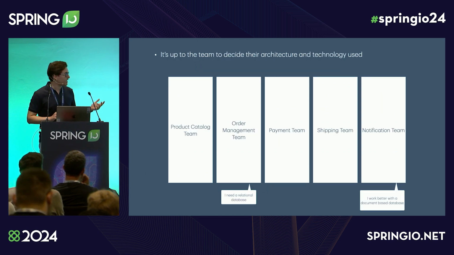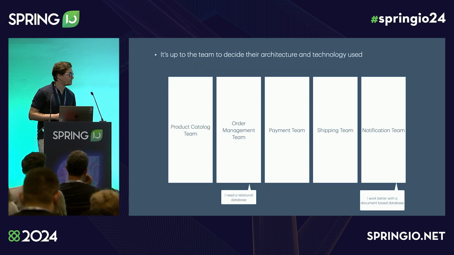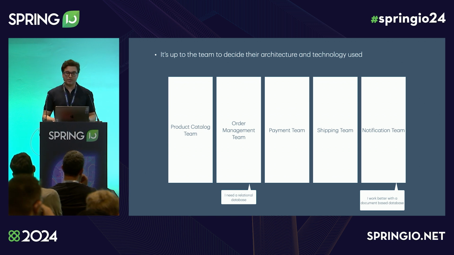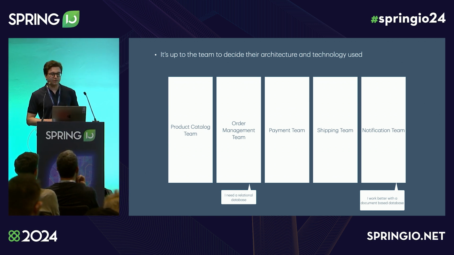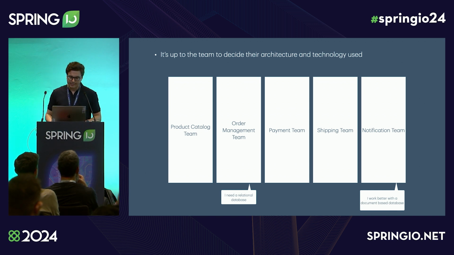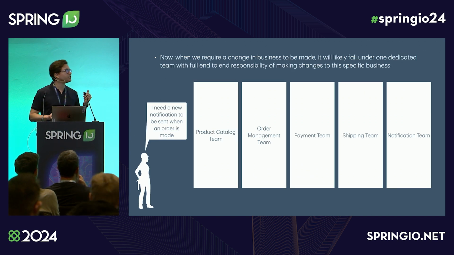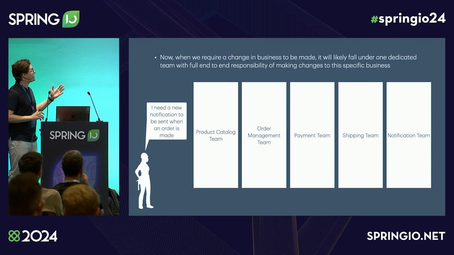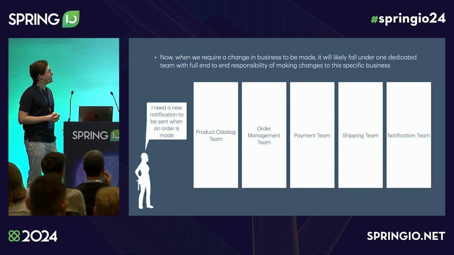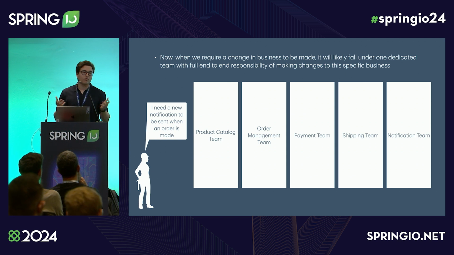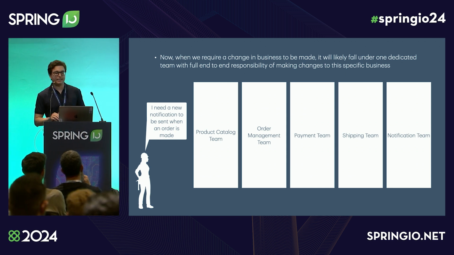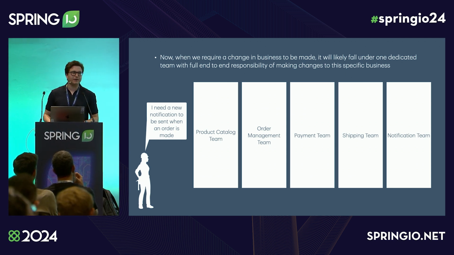Maybe they say, okay, I need a relational database. I work better with the document database. Maybe I don't even need a database. But the most important thing about organizing our companies like that is that now when business asks for a change, so let's say I need a new notification to be sent when an order is made, this change is going to fall in one or two, maybe more teams, but not all of the teams, right? So only the ones that are responsible for this part of the business.